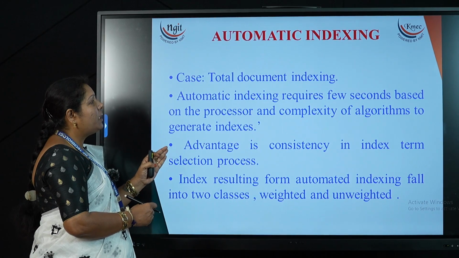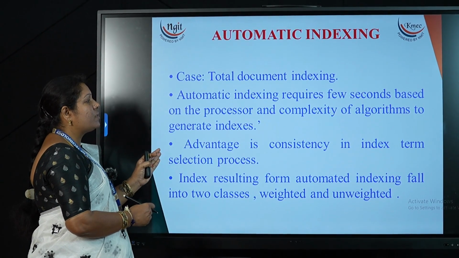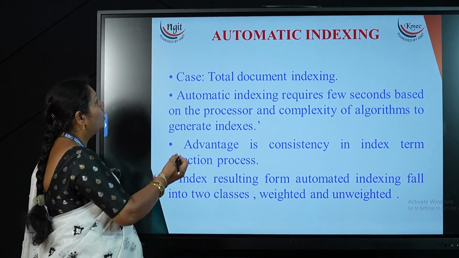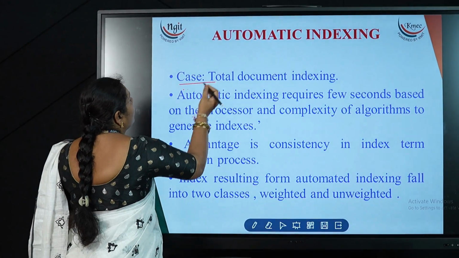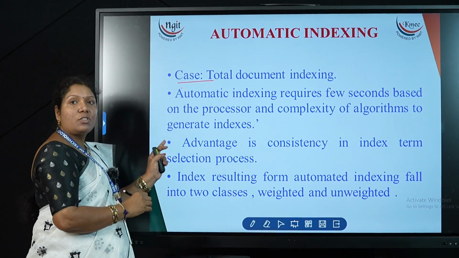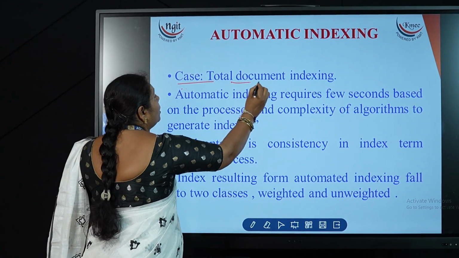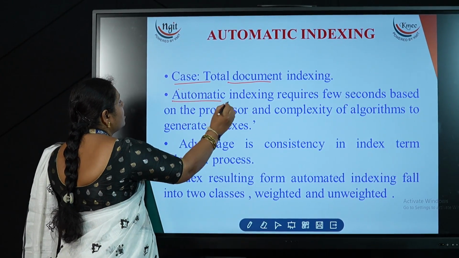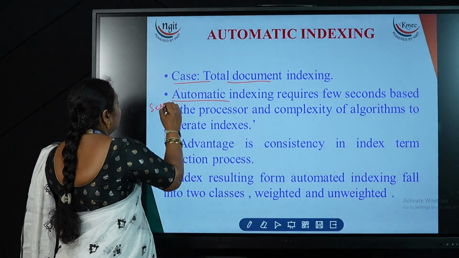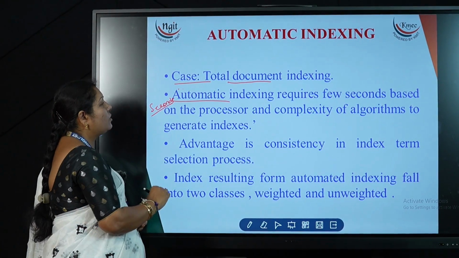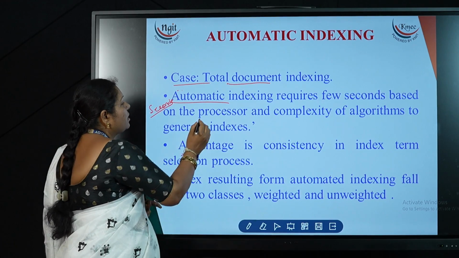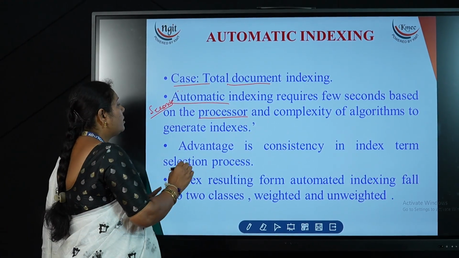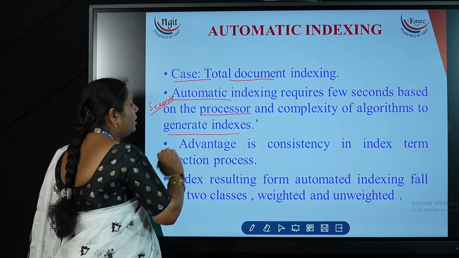So how will the data be indexed, what is the selection process, and how are we going to do this? We have to see. Now, this is an example where we are taking total document indexing. In this, our complete document will be indexed and it requires only a few seconds. By the name itself, automatic indexing will take only a few seconds to complete, and it will be based on the processor and the complexity of the algorithm you use to generate the indexing.